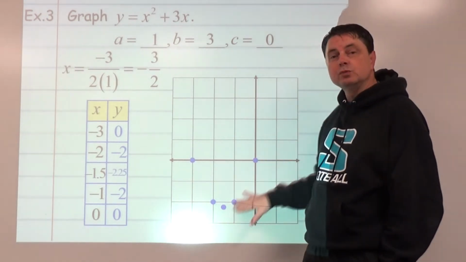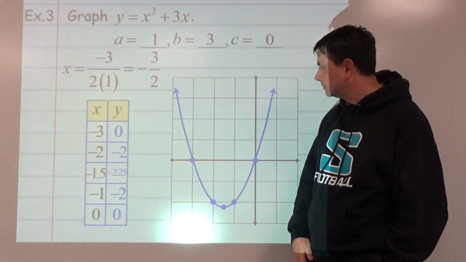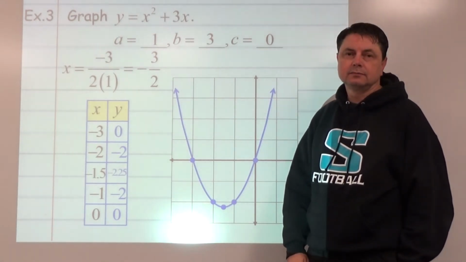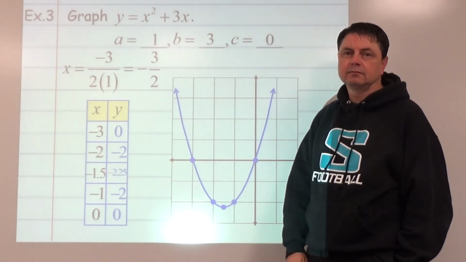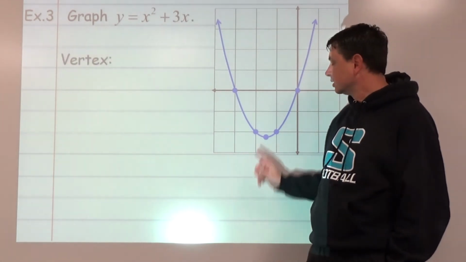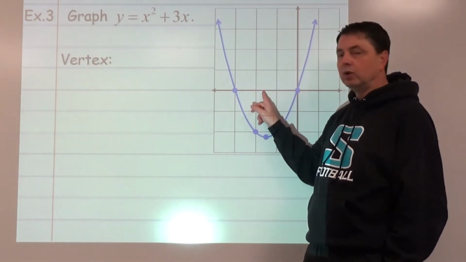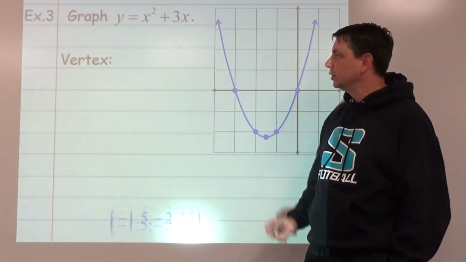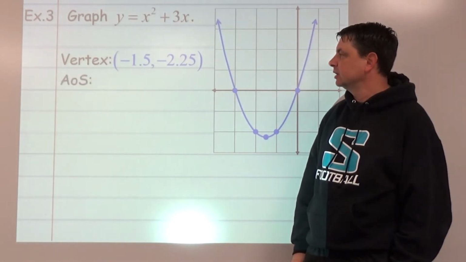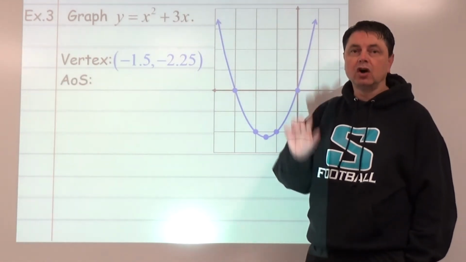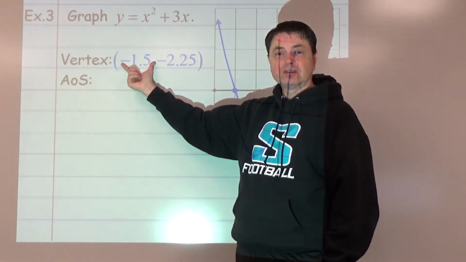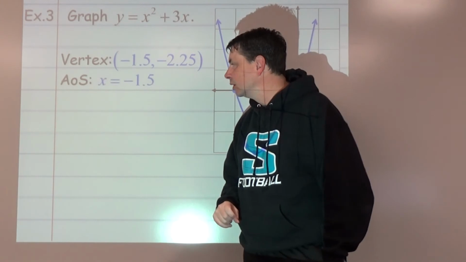And then we can fit a nice smooth curve through our points. And here's our graph. Now let's analyze. What's the vertex? Negative 1.5, negative 2.25. What's the axis of symmetry? Remember, that's an equation. Always x equals number. Here's the x coordinate of the vertex. X equals negative 1.5.